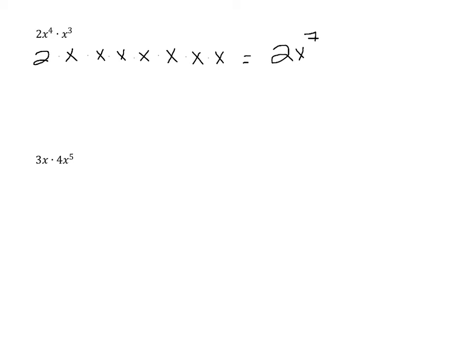Taking a look at the next one, you have 3x times 4x to the fifth. There's your 1 x from the 3x, and then you have 5 x's from the 4x to the fifth. 3 times 4, we know that to be 12. And then if we look at all these x's, we have 6 of them. That's x to the 6th power.